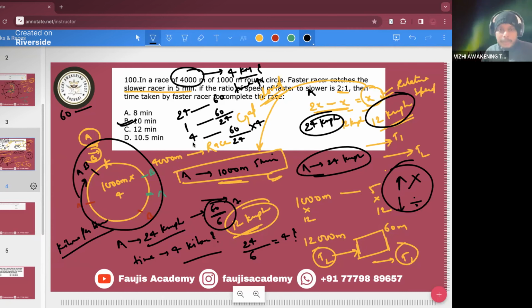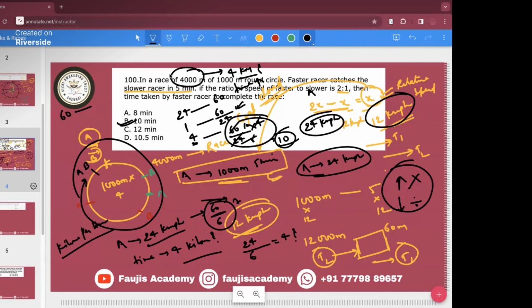Okay. So 4 kilometers now we have to run. Obviously we found this fraction for 1 kilometer, so into 4, this fraction will be for 4 kilometers. 4, 6, 10. Got it, guys? Yes, sir. Cool. Thank you so much.